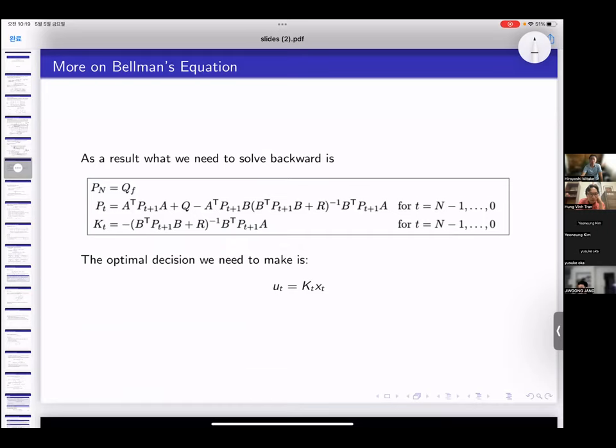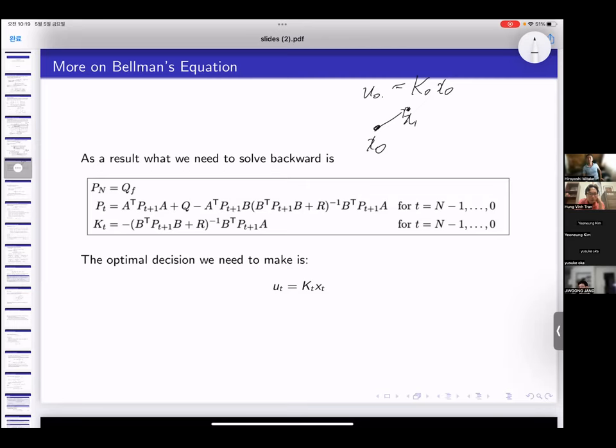The advantage of this formulation is that once you start from x_0, you can determine the optimal action using the control gain matrix, K_0 x_0. That moves x_0 to a different point like x_1.